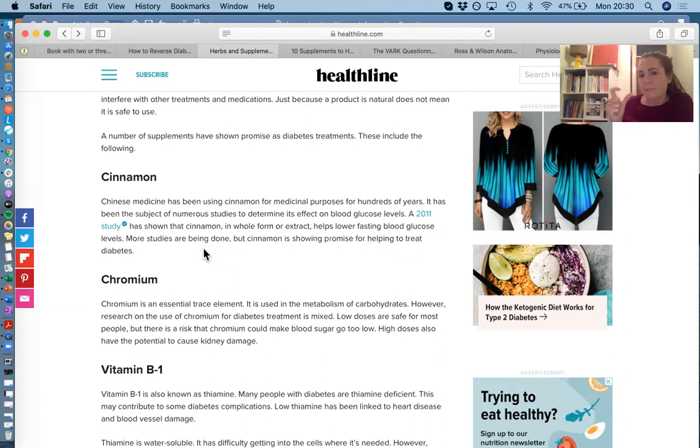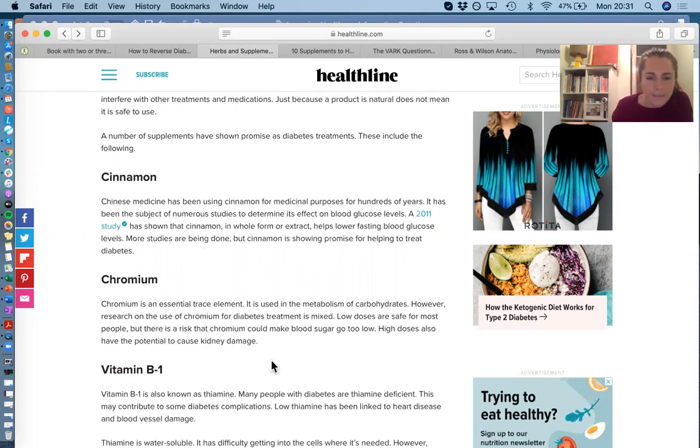So that's an example of being kind of quite objective. They're saying there's some really good research here. It's demonstrating that cinnamon has this potential to help lower fasting blood glucose. We need to do more studies, but there is potential there. So it's that kind of language that usually comes from reliable sources of information.